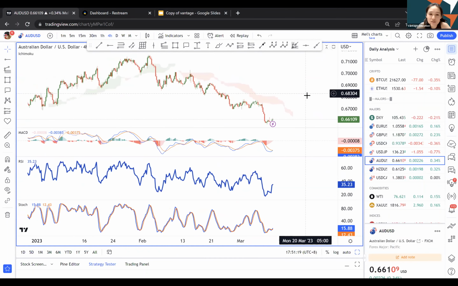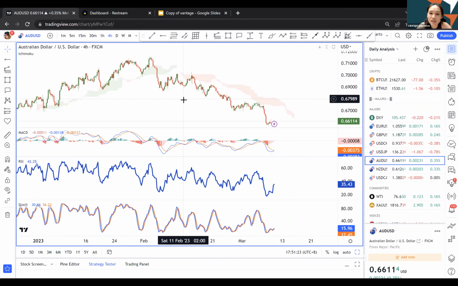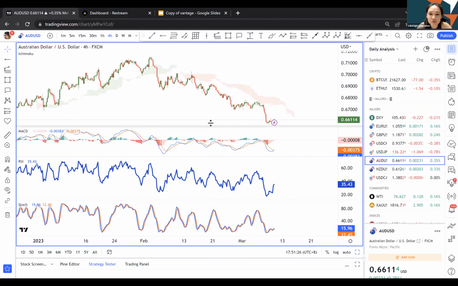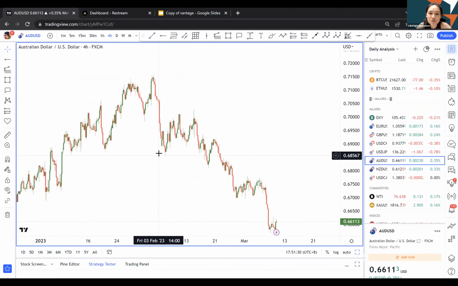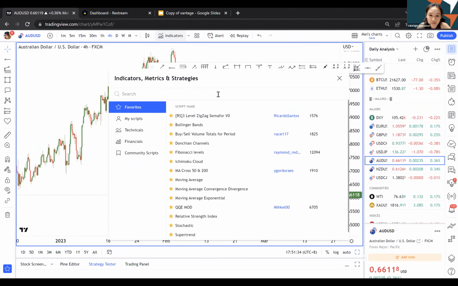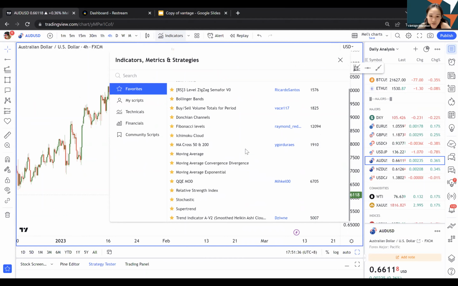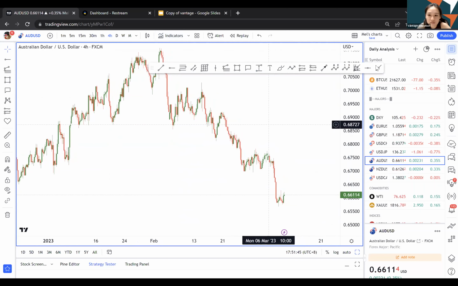Just to get more familiar with the tools that you have on TradingView or on any trading site that you want to use, and get comfortable with which indicators you want to use as well. Because there are so many indicators out there for you to use. So it's up to you to decide which ones you're more comfortable using. Okay, I hope that answers your question.